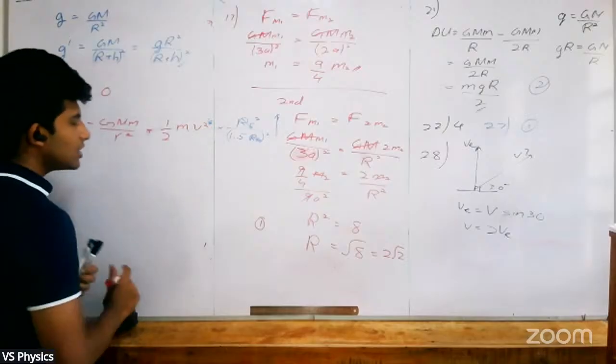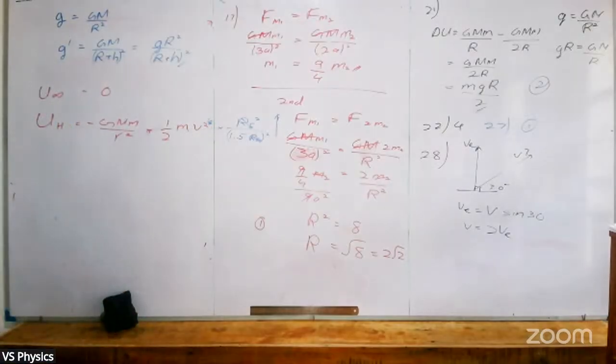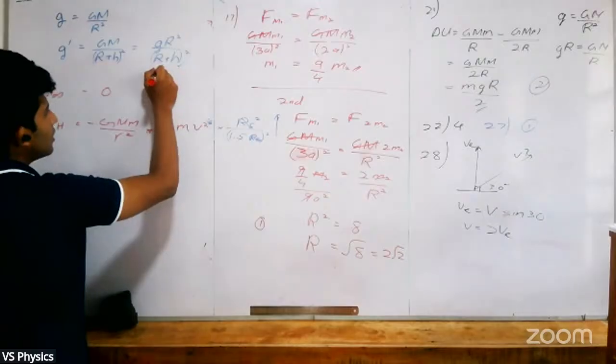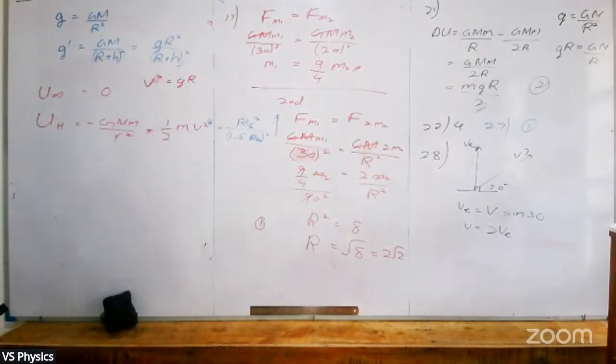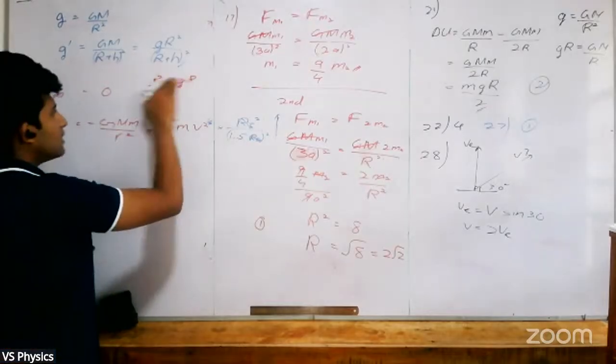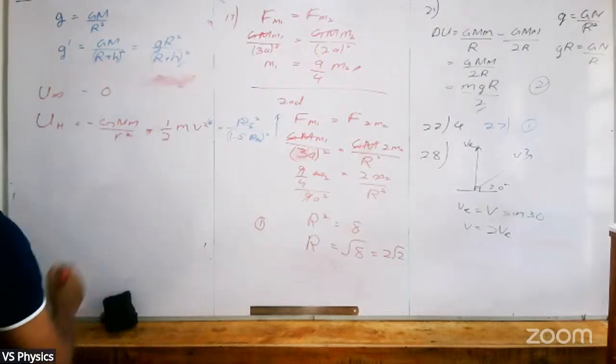There's a small equation for v squared, isn't there? What is v squared equal to? V squared is equal to gr. No, we are trying to find v squared, so that is absolutely useless.